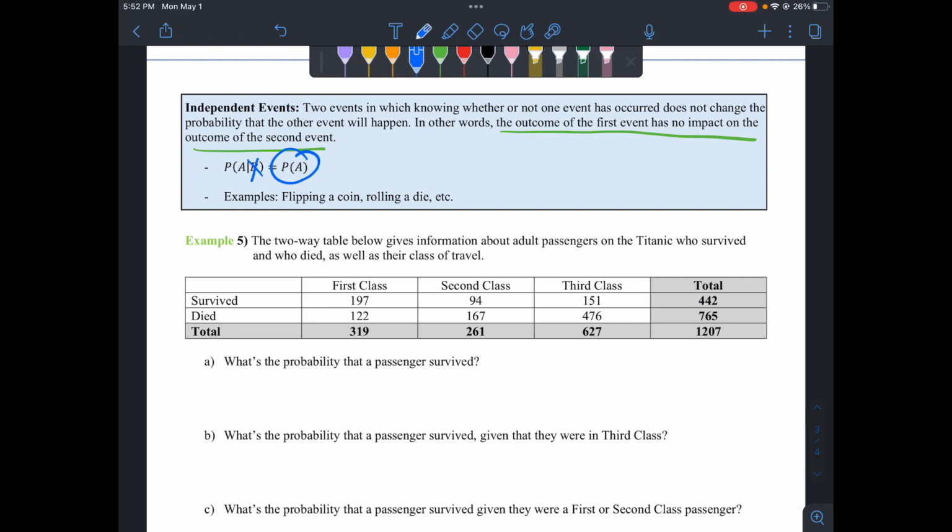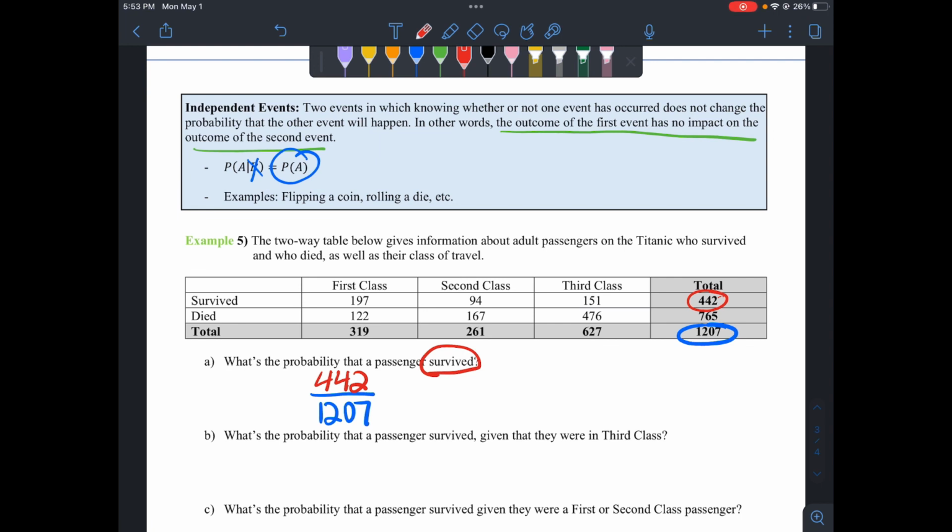What's the probability that a passenger survived? All right, so we want to know how many of the passengers we have in total. So out of the total of 1,207 passengers, we would like to know how many survived. So we're looking at the survived row, which is 442. Okay, again, you can give a percent or you can leave it as a fraction.